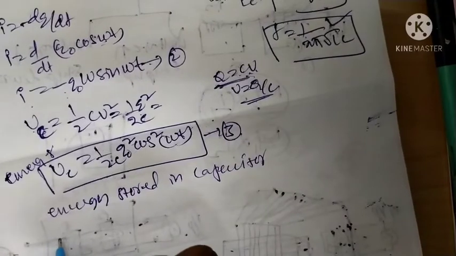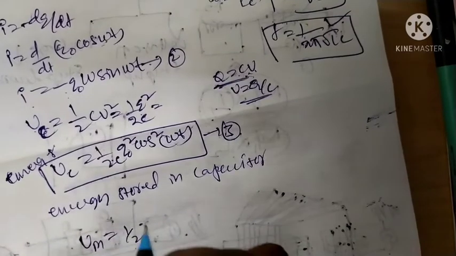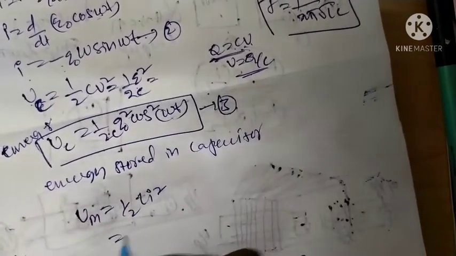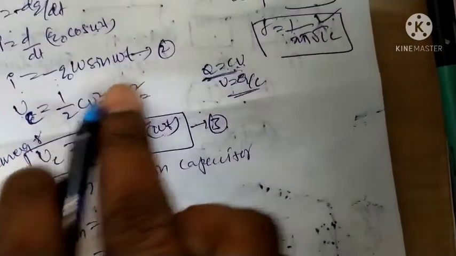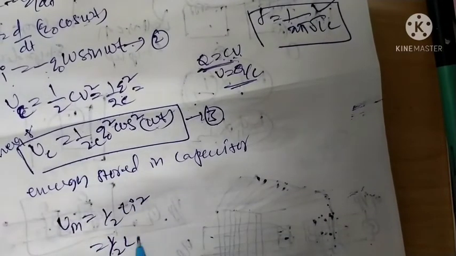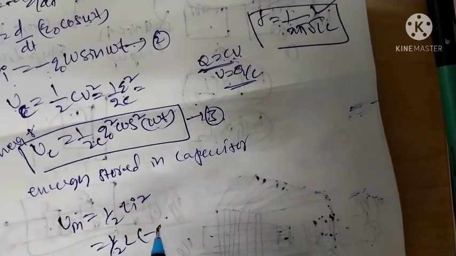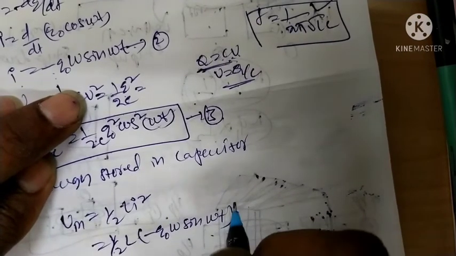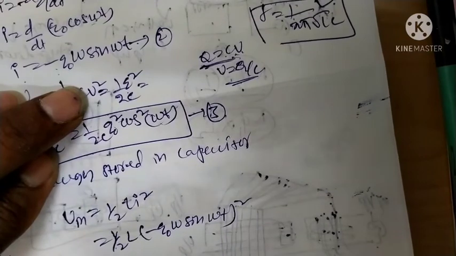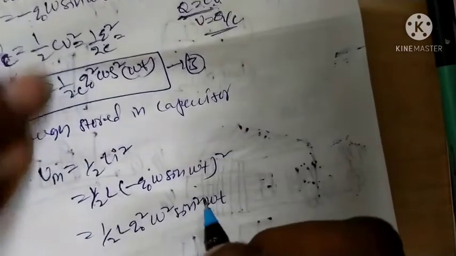Okay, now the energy stored in the inductor, that is in the form of magnetic field, that is half L I square. Okay, from half L is there, I is equal to equation number 2. Substitute in this equation, minus into square means plus, minus q naught omega sin omega t whole square. We get 1 by 2 L q naught square omega square sin square omega t.